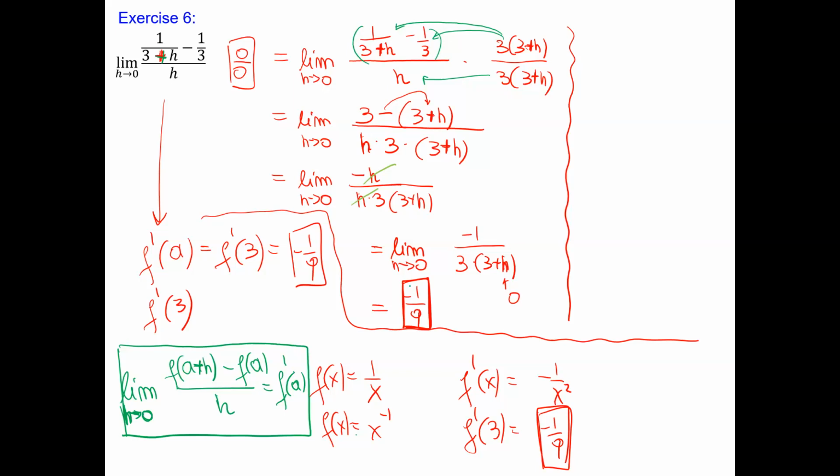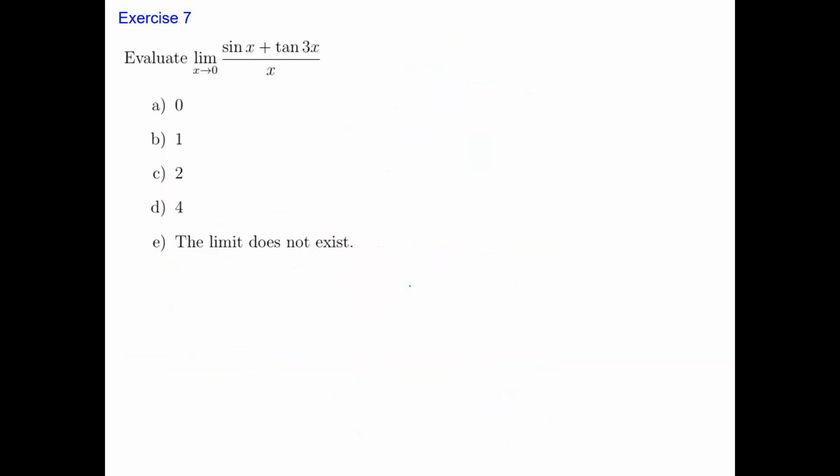Okay, exercise, the next one, number 7. Evaluate the limit as x goes to 0 of sine of x plus tangent of 3x over x. We can see it's 0 over 0 because sine at 0 is 0, tangent at 0 is 0. Let's actually do this: sine of x over x and tan of 3x over x. And as x goes to 0, sine of x over x is 1, and also tan of x over x, but we have that 3.